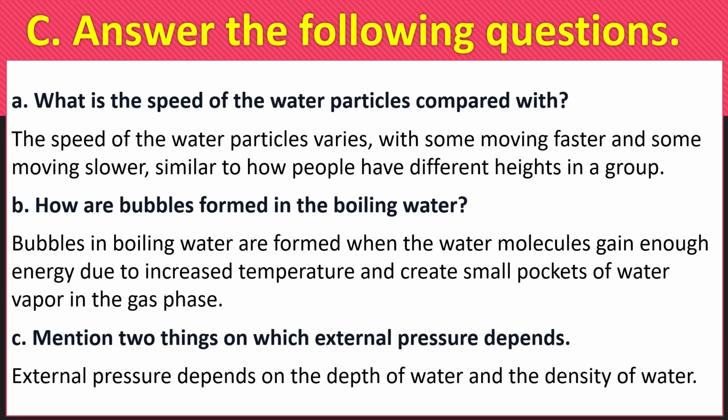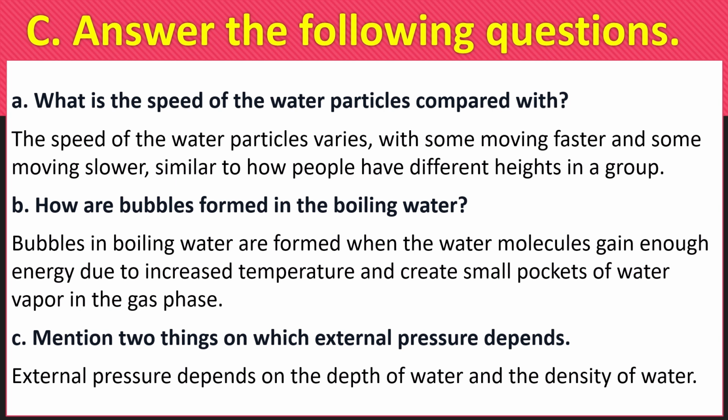C. Answer these questions. A. What is the speed of the water particles compared with? The speed of the water particles varies, with some moving faster and some moving slower, similar to how people have different heights in a group. B. How are bubbles formed in the boiling water? Bubbles in boiling water are formed when the water molecules gain enough energy due to increased temperature and create small pockets of water vapor in the gas phase.